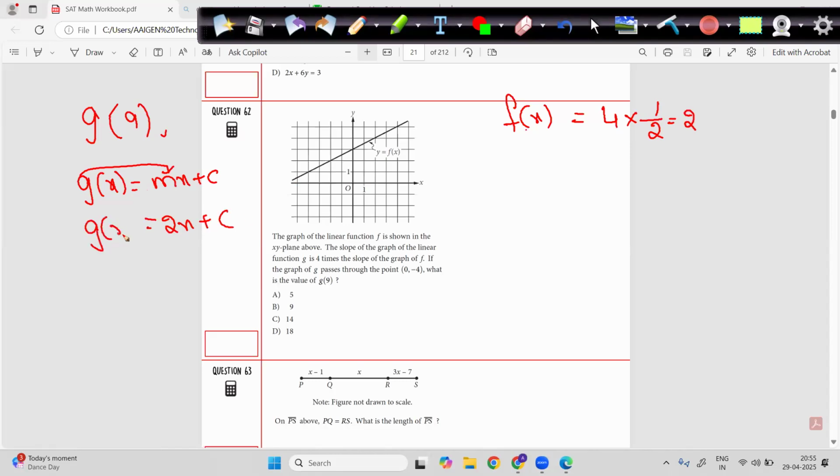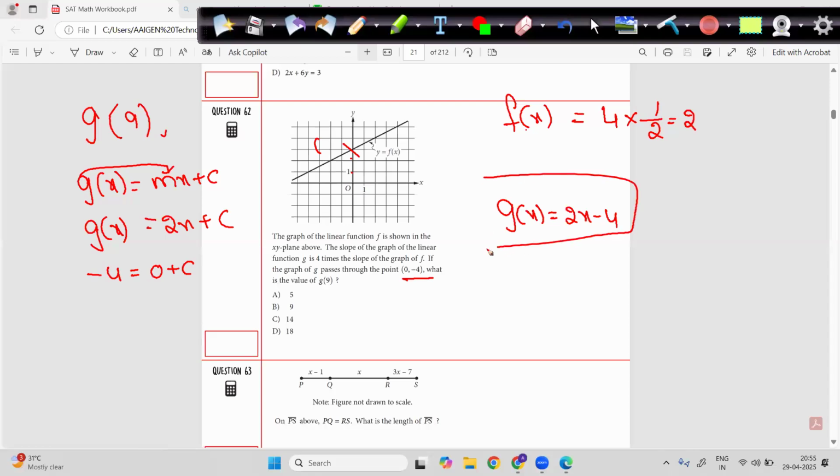To find c, he has given a point, sorry, he has given a point 0, comma minus 4. So minus 4 is 2 into 0, 0 plus c, or c is minus 4. So g of x is 2x minus 4. But they're asking what is the value of g of 9. So just plug in x is equal to 9. 18 minus 4 is 14. 14 should be your beautiful and wonderful answer.